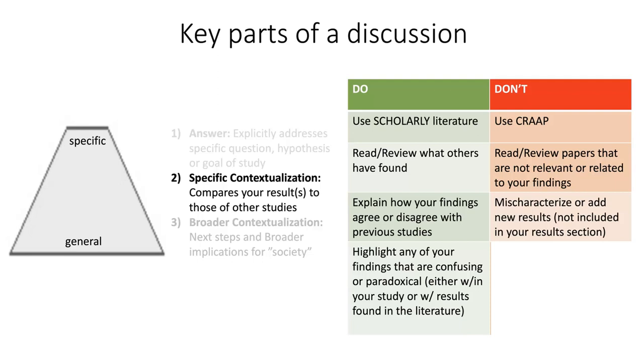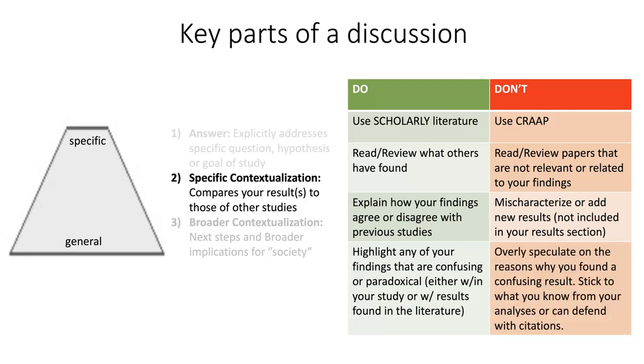Lastly, make sure you highlight any of your findings that are either confusing or paradoxical, okay? So if you're finding something that's just like, this is not what we would have predicted at all, or it's really strange that we found this while these other studies have found that, and that can be either in comparison to other people's studies or even within your own results, try to explain what those confusing things were and why you think you might have found them.